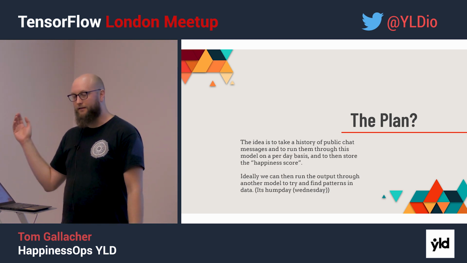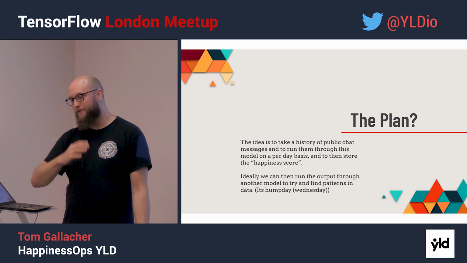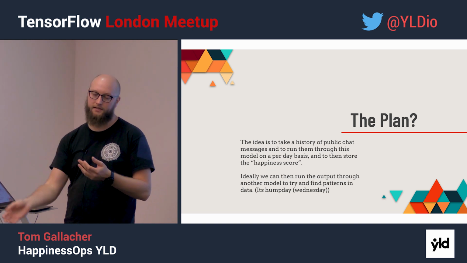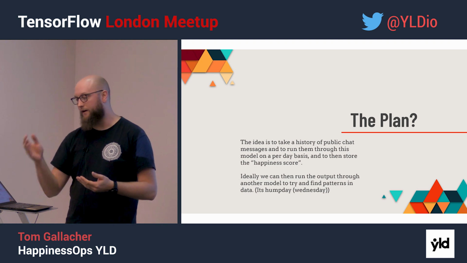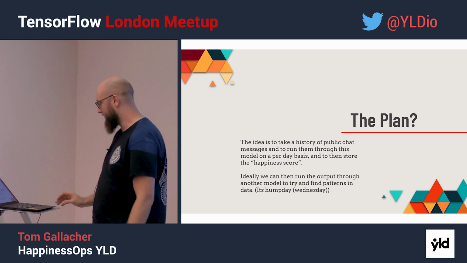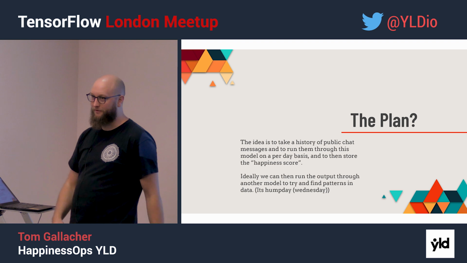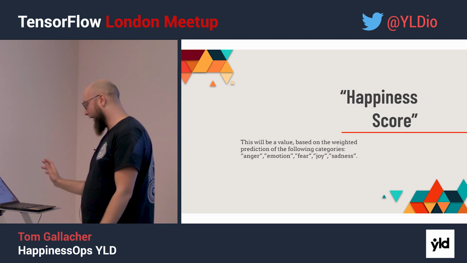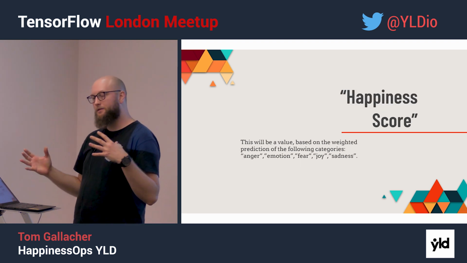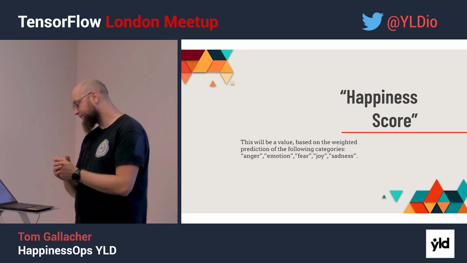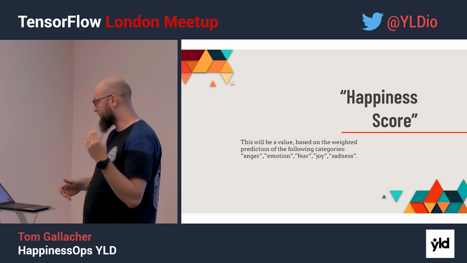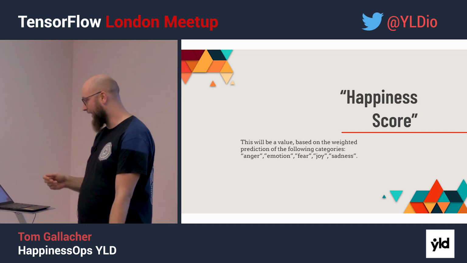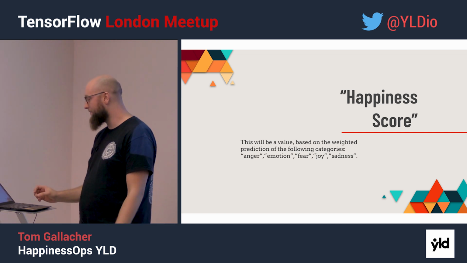Step two, I want to do it on a real-time basis, so listen to messages from Slack, pull data in, understand it on that cadence, and then maybe do other things that Daniel mentioned as well, because I'm just jumping on the back of his talk because I can. So I'm going to be calculating this thing called a happiness score. This would be a value of weighted predictions between anger, emotion, joy, fear, sadness, and love.